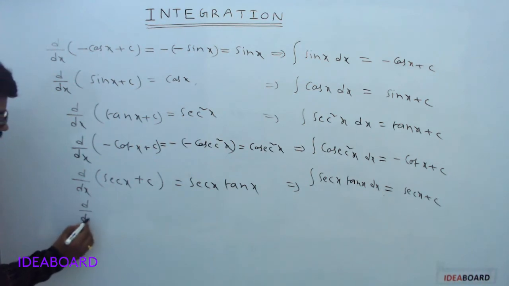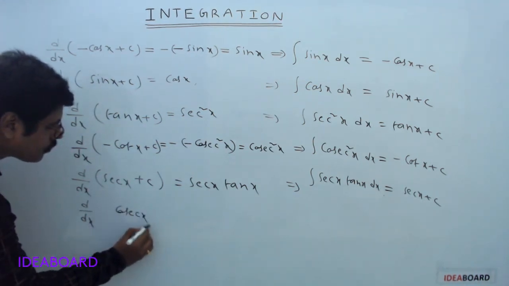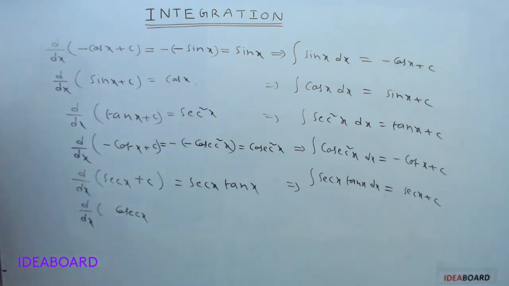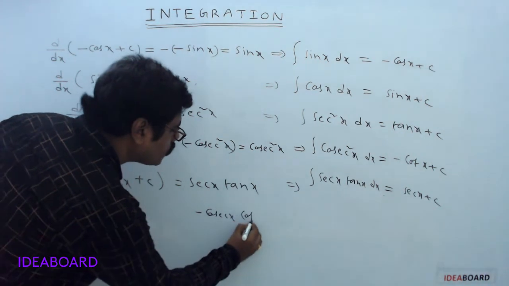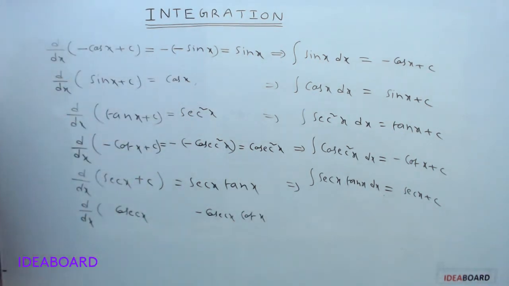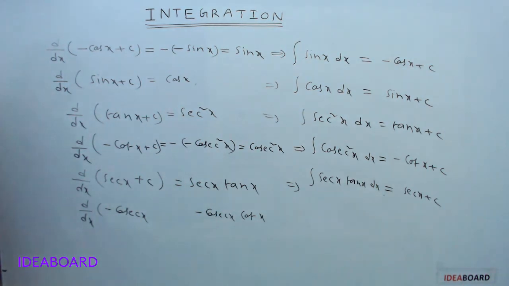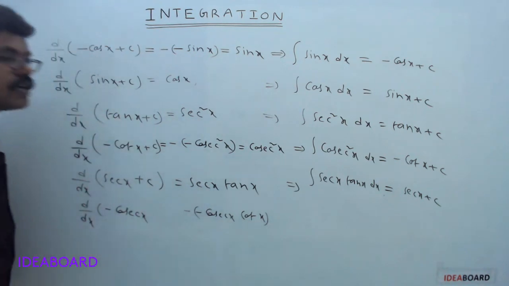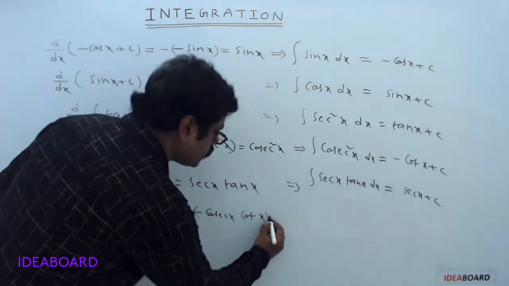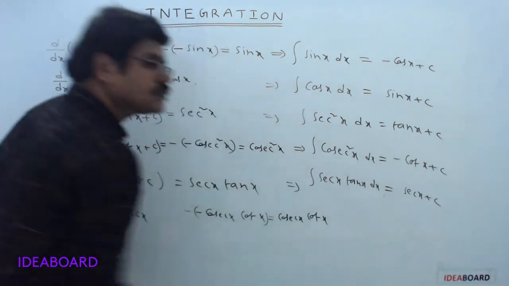Next, what is the derivative of cosecant x? Derivative of cosecant x is minus cosecant x into cot x. Now what is the derivative of minus cosecant x? That is minus minus cosecant x into cot x. This is nothing but cosecant x into cot x.